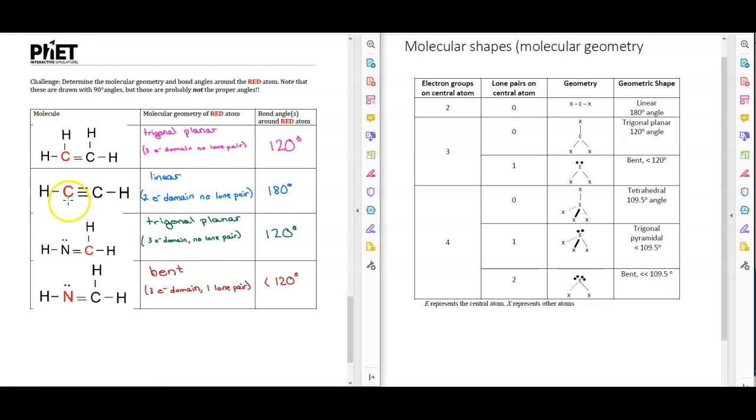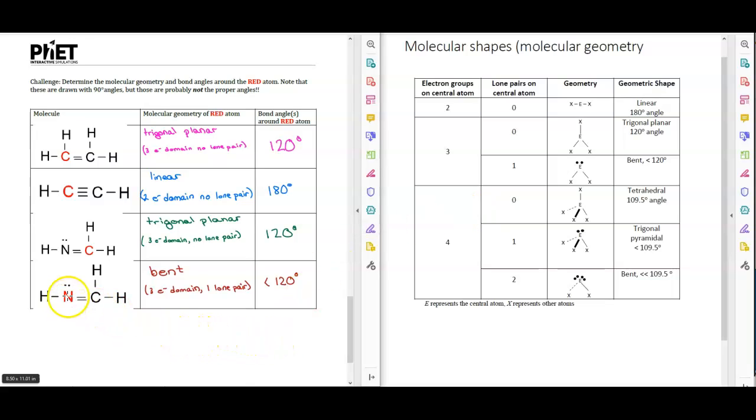In the second molecule, the carbon in red has only 2 electron domains. It must be linear with a 180 degree HCH bond angle. The last molecule has two different geometries. The carbon is similar to the first carbon. It has two single bonds and a double bond. 3 electron domains with no lone pair means that the carbon has a trigonal planar geometry.